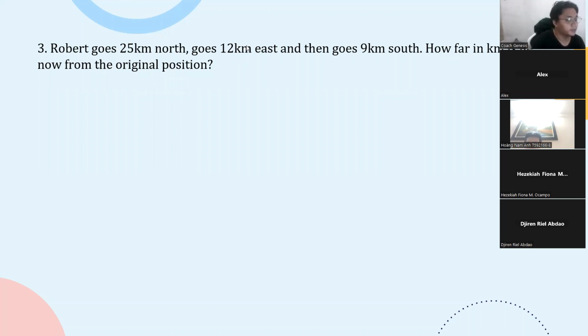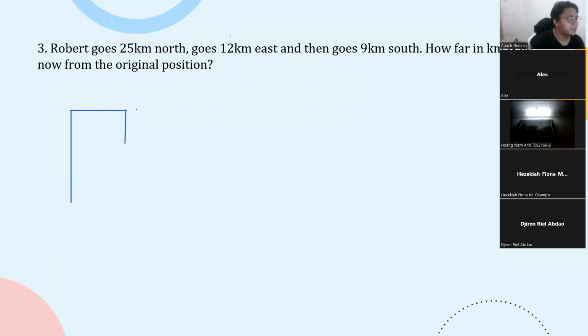What we will do is create a rough sketch of the path made by Robert. We have here 25 kilometers north, so basically something like this, and then 12 kilometers east, so less than half, something like that. And then 9 kilometers south, something like that. That means the distance that we must compute is from the original position to here.